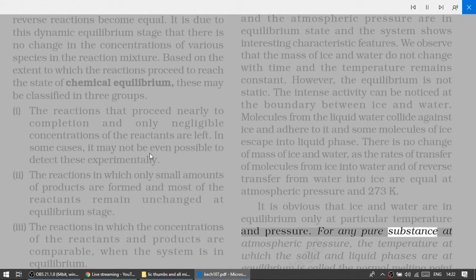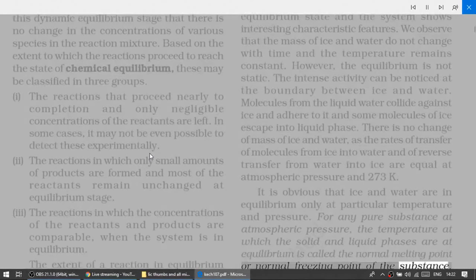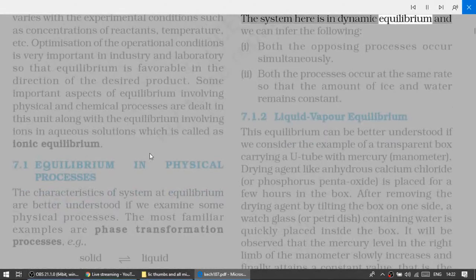For any pure substance at atmospheric pressure, the temperature at which the solid and liquid phases are at equilibrium is called the normal melting point or normal freezing point of the substance. The system here is in dynamic equilibrium, and we can infer the following: 1. Both the opposing processes occur simultaneously. 2. Both the processes occur at the same rate so that the amount of ice and water remains constant.